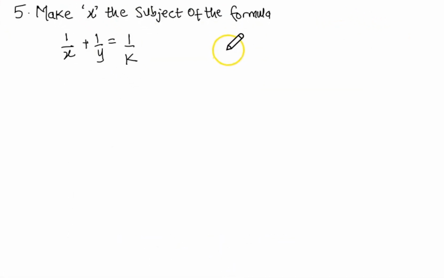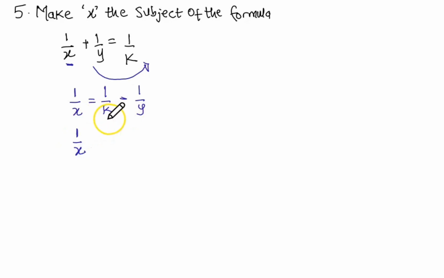So the last question we are going to look at is this, which is make x the subject of the formula. There are two ways we can solve this question, but I will just apply one way. So what we have is 1 over x plus 1 over y is equal to 1 over k. Now we are interested in x here. So this plus 1 over y, I'm going to move to the other side. So I'm going to have 1 over x is equal to 1 over k minus 1 over y, because plus 1 over y goes to the other side and becomes minus 1 over y. So here I have 1 over x.